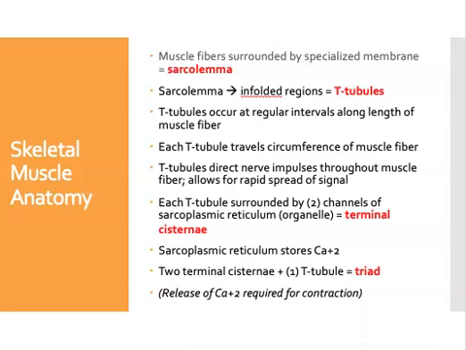Now, in addition to being functionally quite unique, the sarcolemma is also structurally unique in that along the length of the muscle fiber, the sarcolemma folds inward in regions called transverse tubules. Now, most people refer to these as T-tubules, so that's what I'm going to call them. T-tubules occur at regular intervals along the length of the muscle fiber. Again, these T-tubules are just areas where the sarcolemma folds inward, creating a little bit of a tunnel or a pathway that we call a T-tubule.